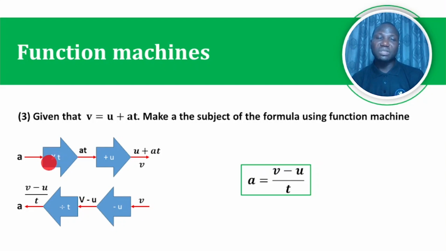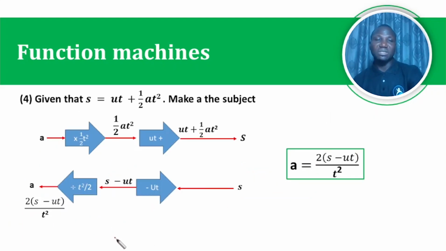This second machine here did multiplication by t. This one will do divide by t, the opposite of this. So we have v minus u coming in, divided by t, which is equal to our a. Therefore, a as the subject will be equal to v minus u over t.